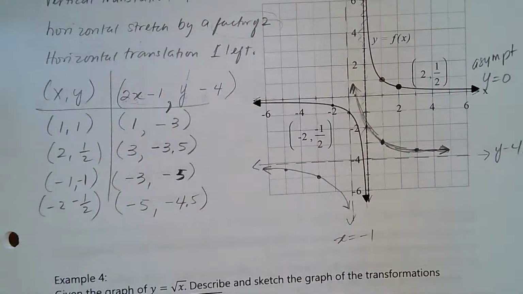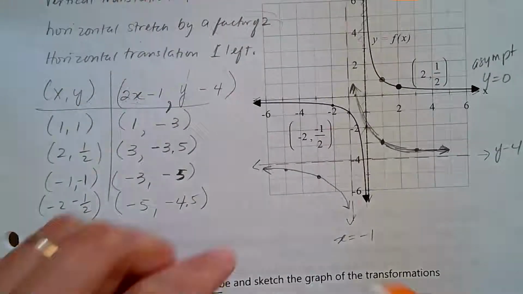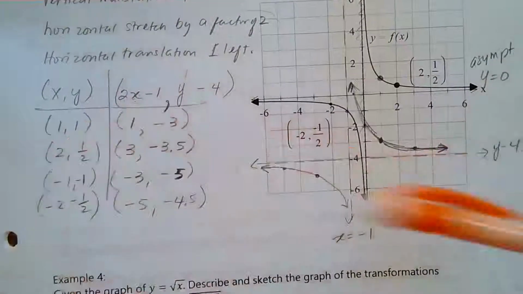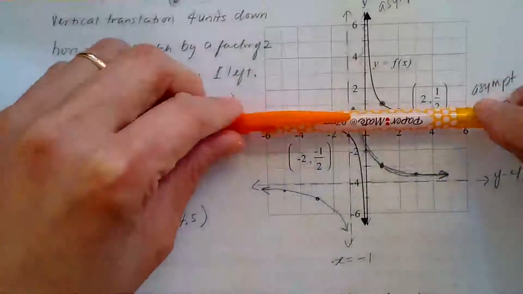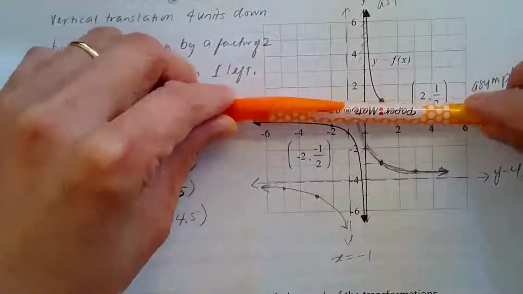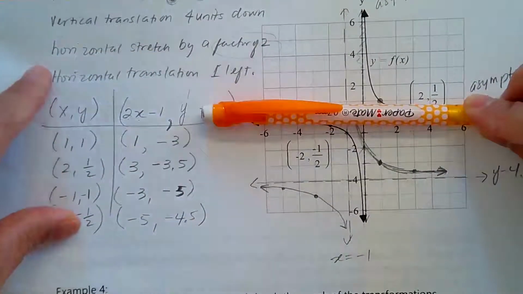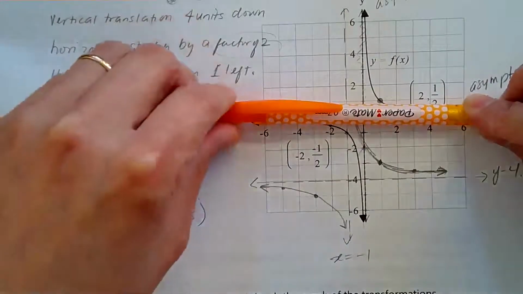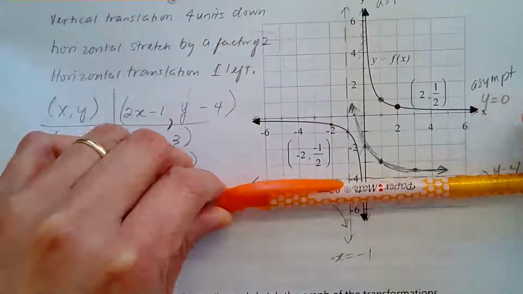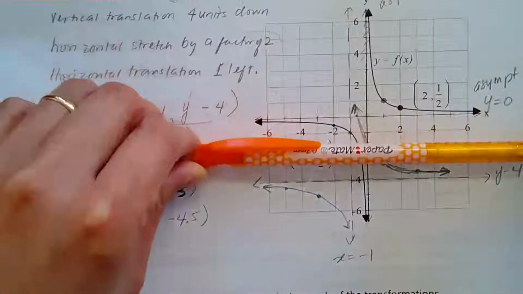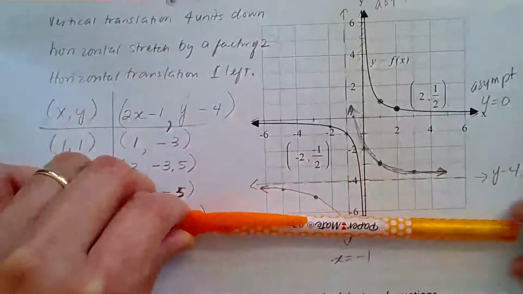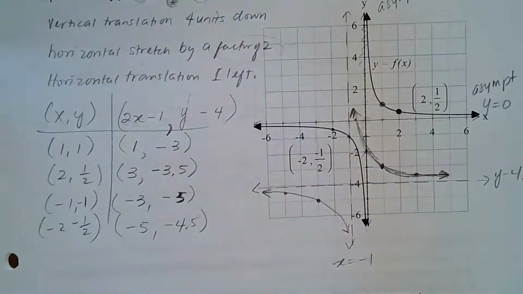How do you get the horizontal? This one. So the original horizontal asymptote looks like this, right? But then it says here a vertical translation down. So a vertical that affects the y. So it means everything gets shifted down, including the asymptote.